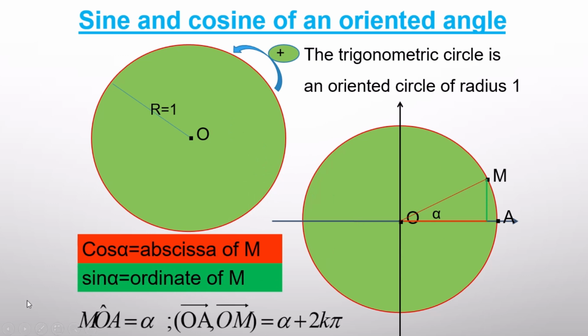When we write MOA equals alpha, it means the geometric angle MOA, the geometric angle alpha, the angle seen by our eyes. And the angle AOM is called an oriented angle. So it is equal to alpha plus some complete revolutions or minus some complete revolutions.